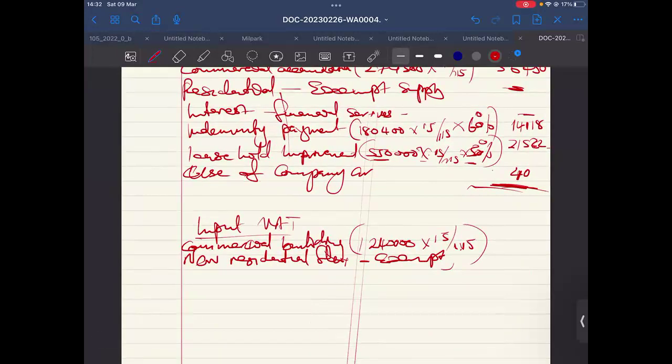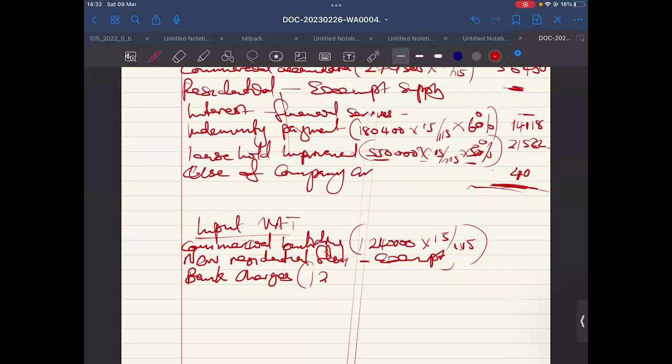Financial services are exempt except for bank charges. Why are they standard rated? Because banks are making money through bank charges. Okay. So the rule is bank charges are standard rated.